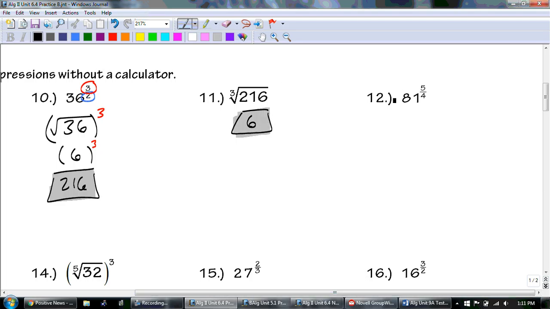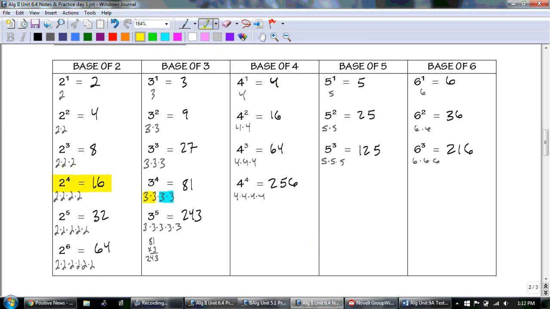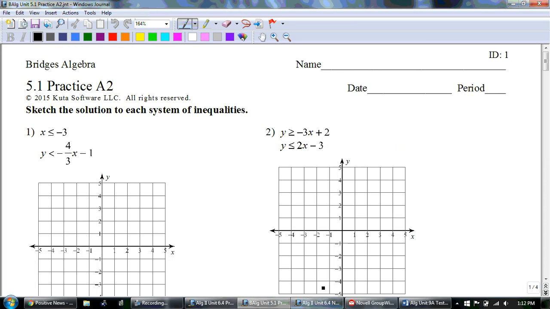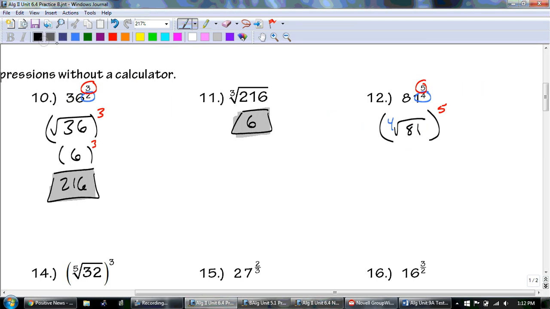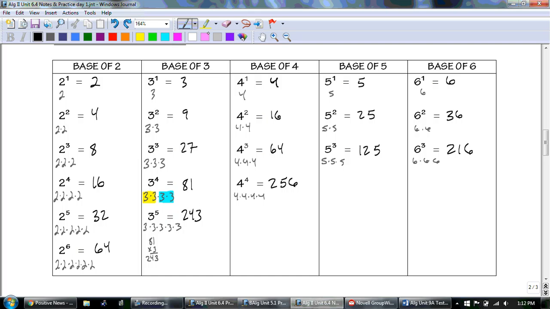Number 12, the first thing that I'm going to do is rewrite it. So 4 is my root, 5 is my exponent. Now I go to 4, I wait till I find 81, and then it's right here. Okay, so now that I know that, I know that the inside is 3, and now I want to know 3 to the 5th power. So 3 to the 5th power, which we have right there, is 243.